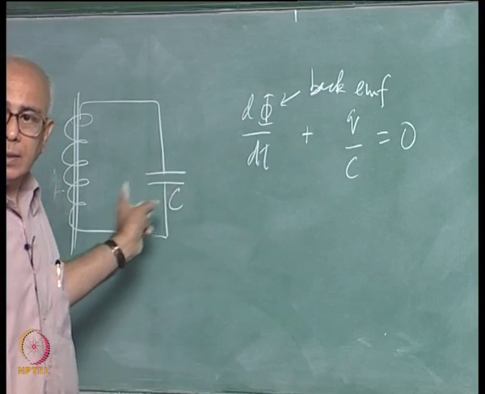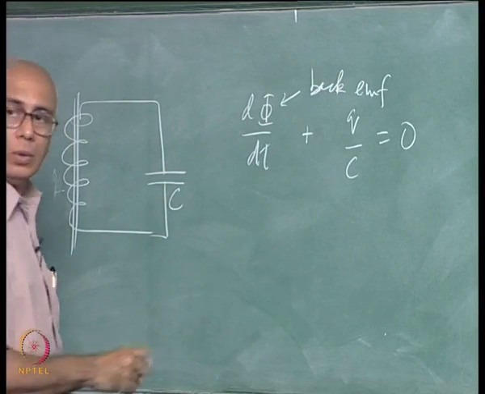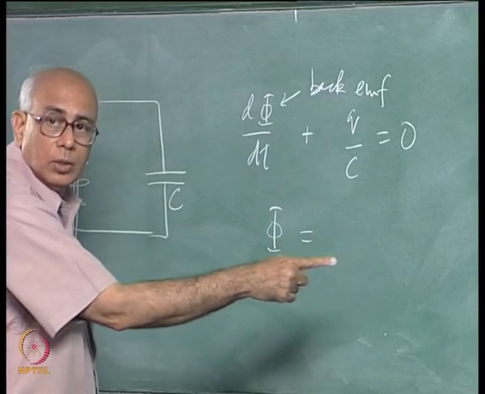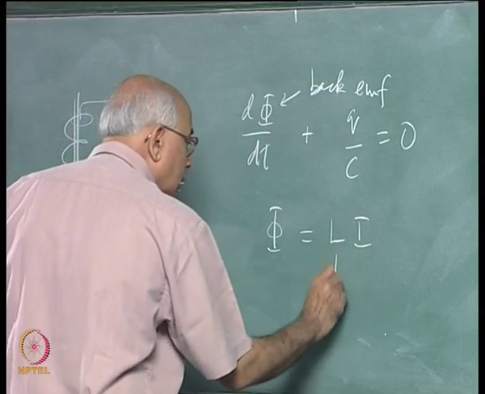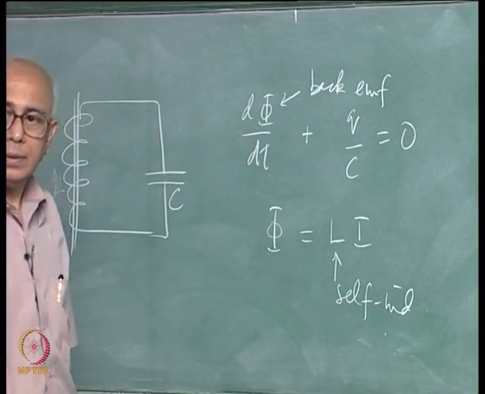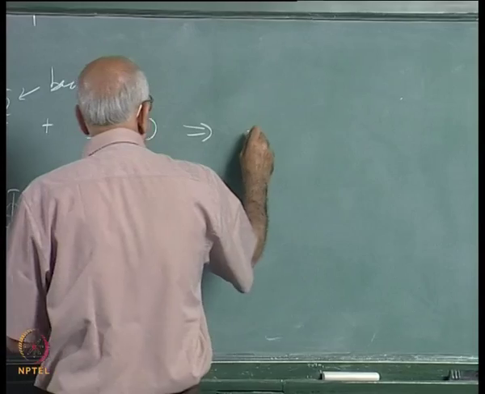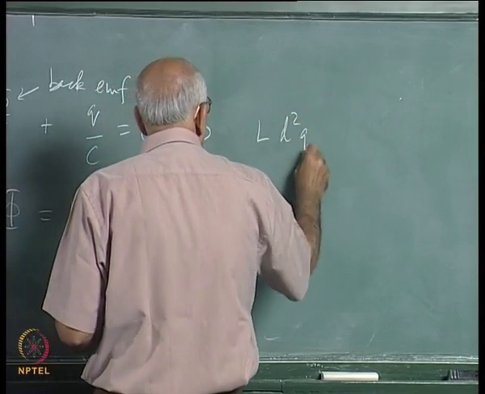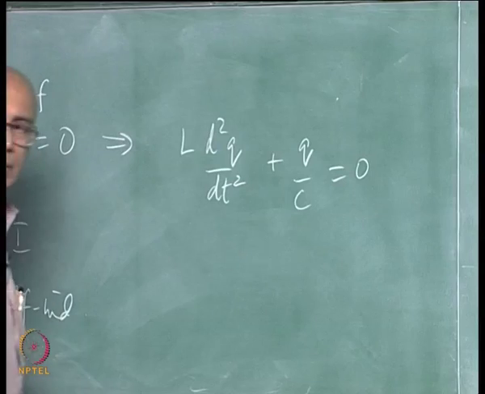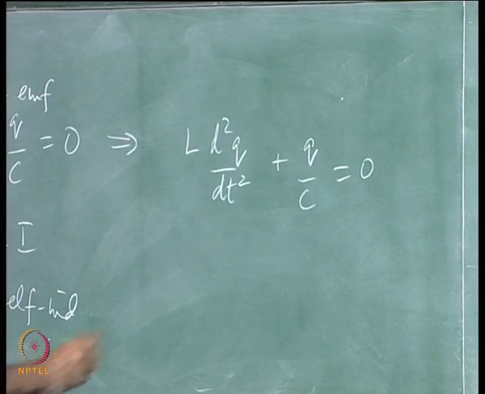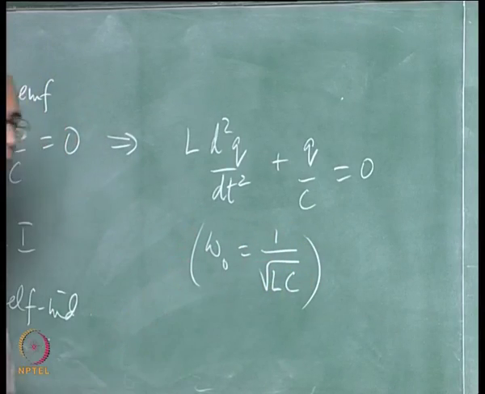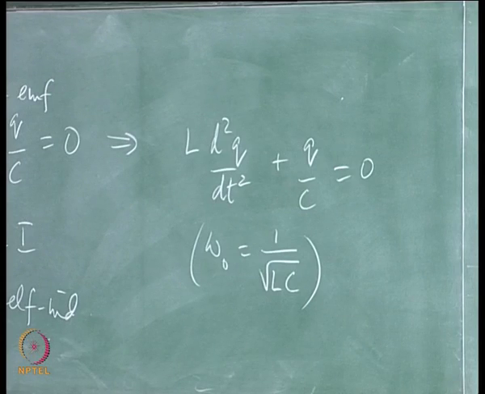If this inductor were a linear inductor, then we know that the flux through this inductor, phi, is proportional to the current through it, and it is equal to L times I, where L is the self inductance of the inductor. And therefore this equation would immediately become L d2q over dt2 plus q over C equal to 0, which is nothing but simple harmonic oscillations with a natural frequency omega naught is 1 over root LC. That is a linear inductor, okay.